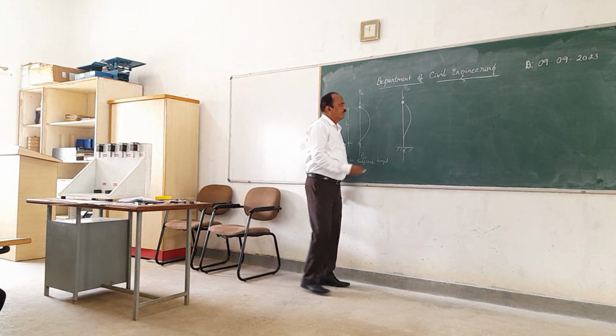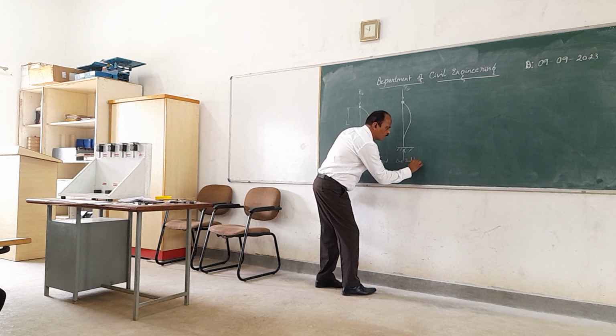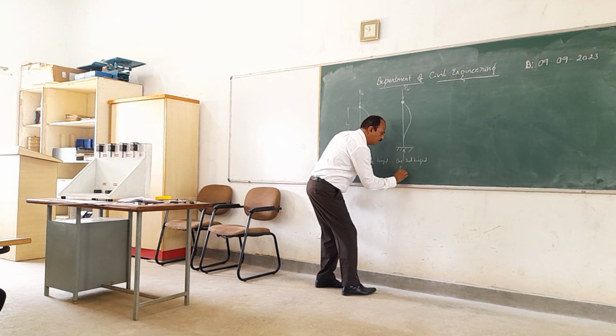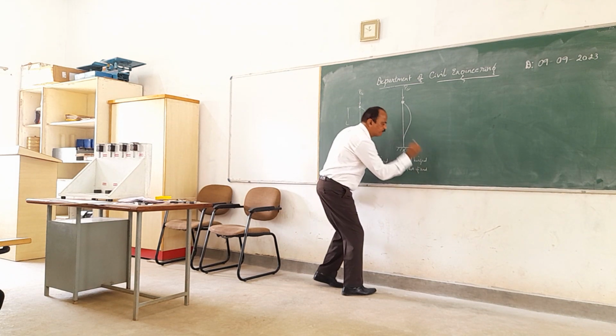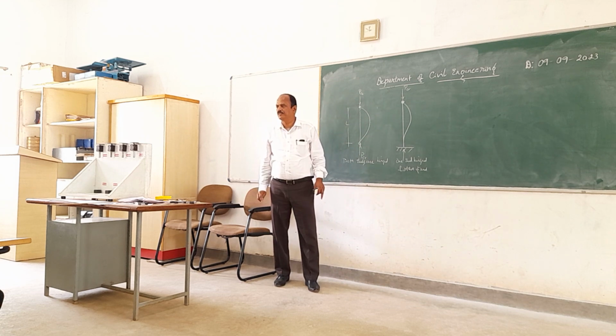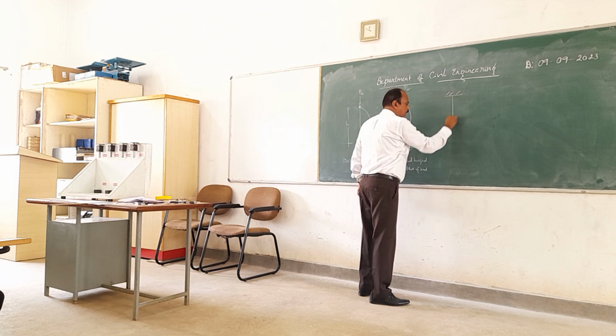So, one end hinged and the other fixed. The third one is when both ends of that particular column are fixed.